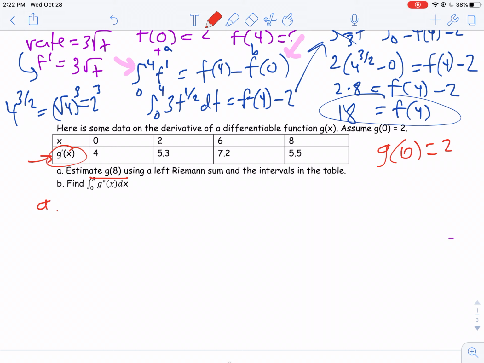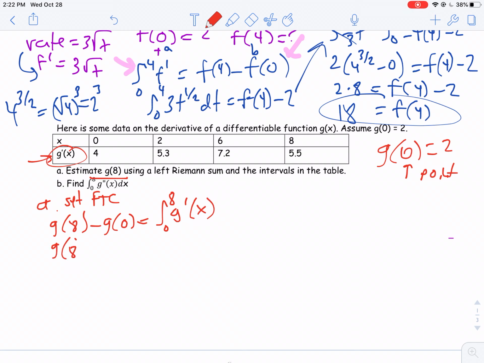Now, I think that one's actually not too bad, right? We have a point here. We're trying to find the other point, g of 8. So let's set up the FTC. So that's my A and my B. So that's saying that g of 8 minus g of 0 is the integral 0 to 8 of g prime of x. Okay, now g of 8 we're trying to find.